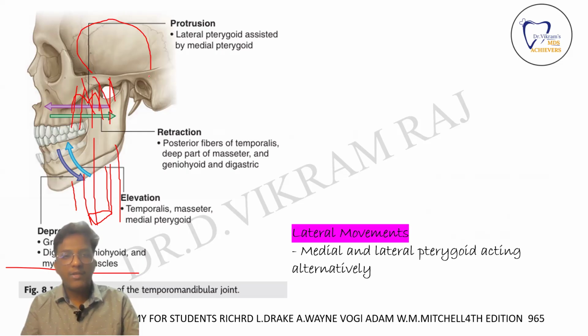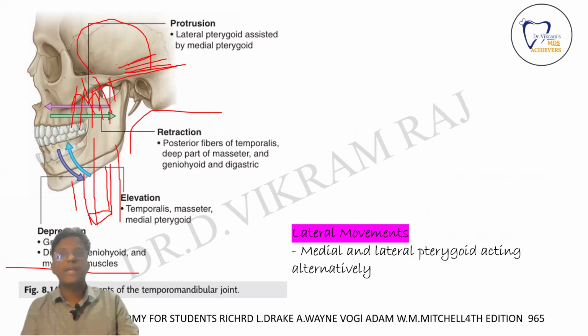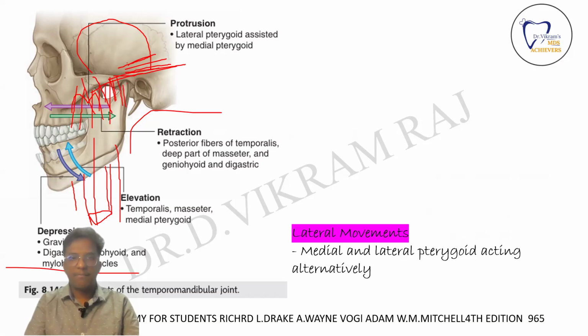And thereafter, the retraction. See, the posterior fibers of the temporalis muscle are completely horizontal fibers, which are attached to the coronoid process, right? So they will be causing the movement of the mandible completely backward, along with the deep fibers of the masseter and the geniohyoid and digastric muscles.